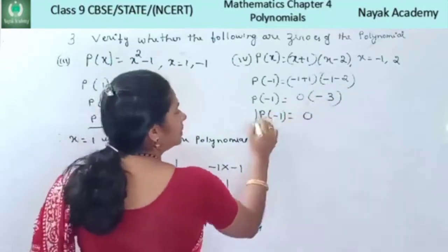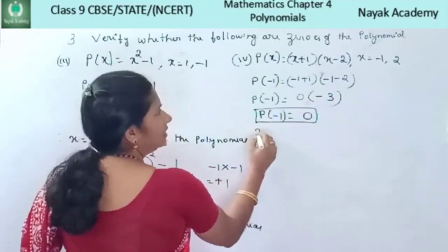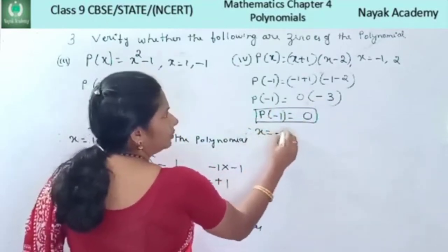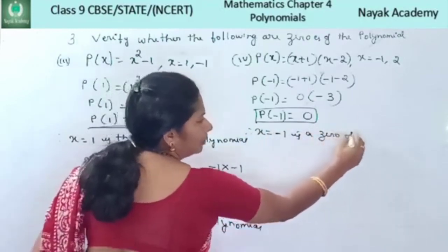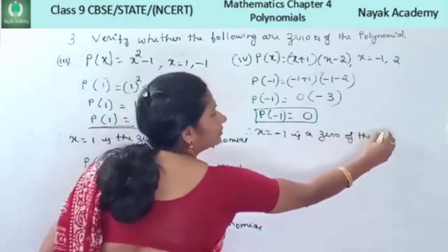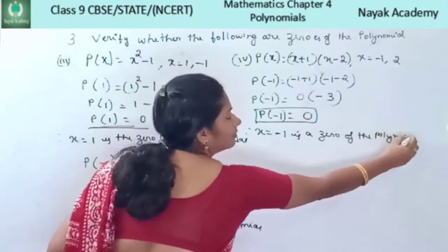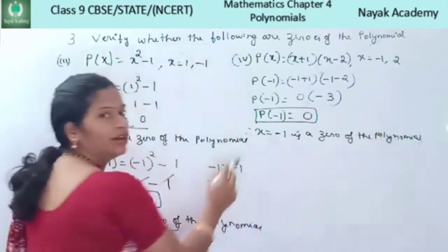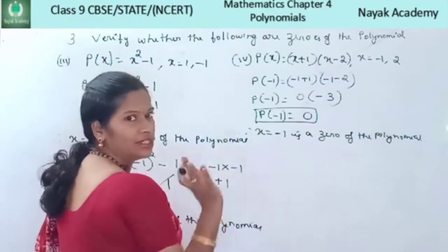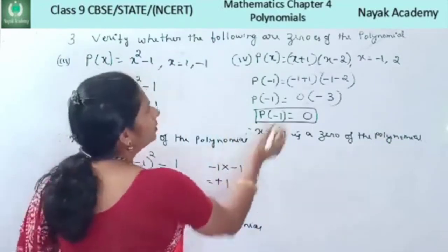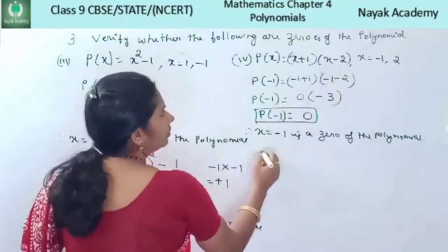So it is 0 only. So what is your conclusion, children? Therefore, x is equal to minus 1 is a zero of the polynomial. If you did not get the answer as 0, then you should come to the conclusion that it is not a zero of the polynomial. Now let us check x is equal to 2.